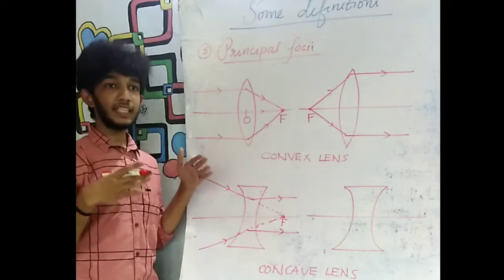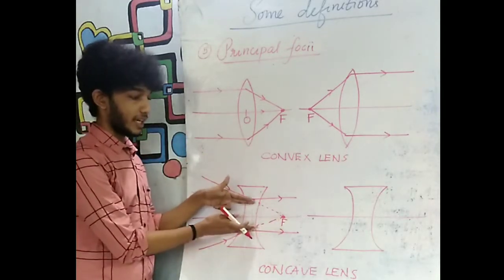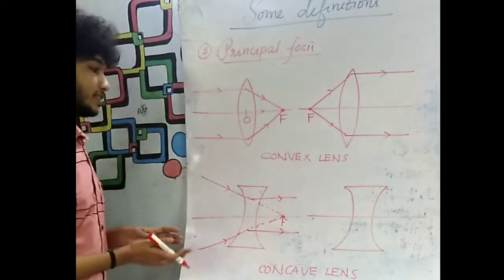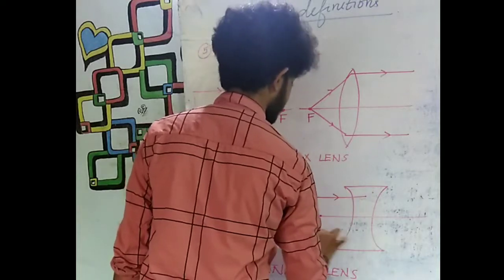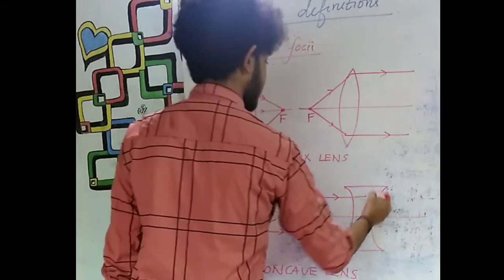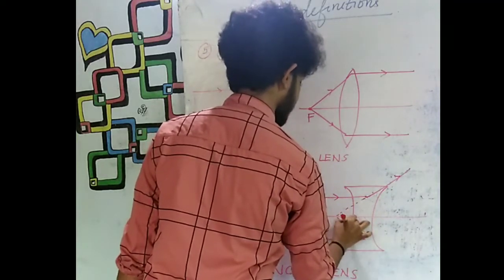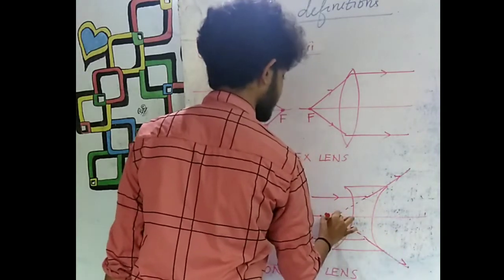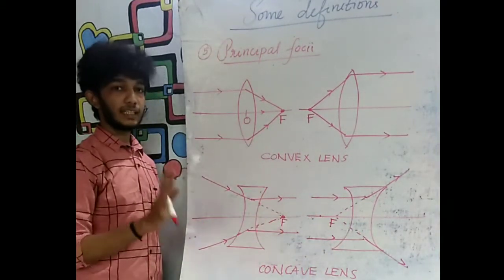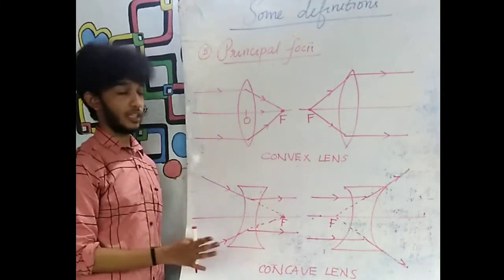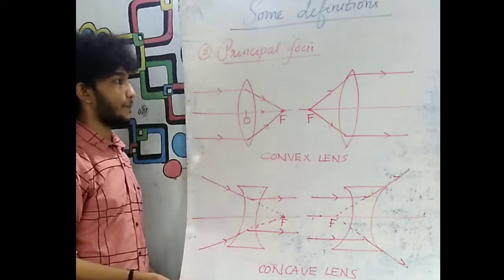That means when a ray of light is directed to this point, then after refraction it passes parallel to the principal axis. And in other words, when a ray of light is incident parallel to the principal axis, then after refraction the refracted ray will be diverging. On extending these diverged rays backward, we get a point on the principal axis, and that point is the second principal focus. So these are the two principal foci in case of a concave lens.